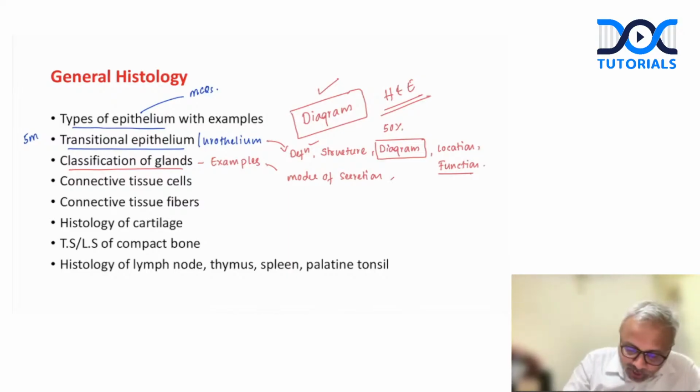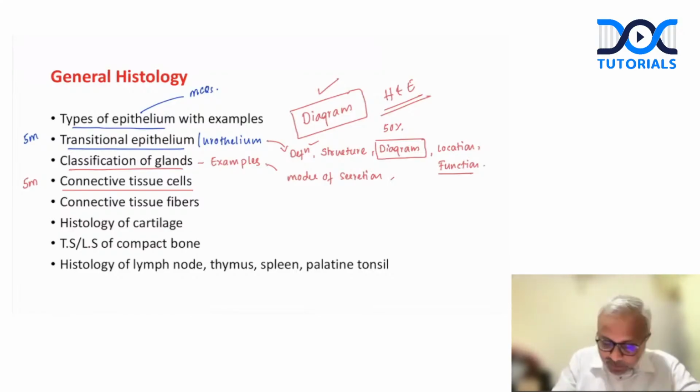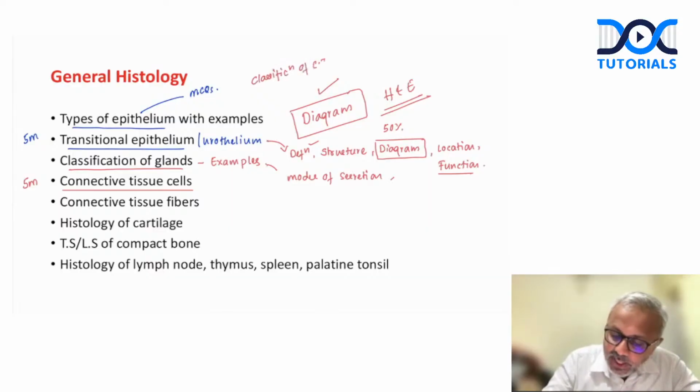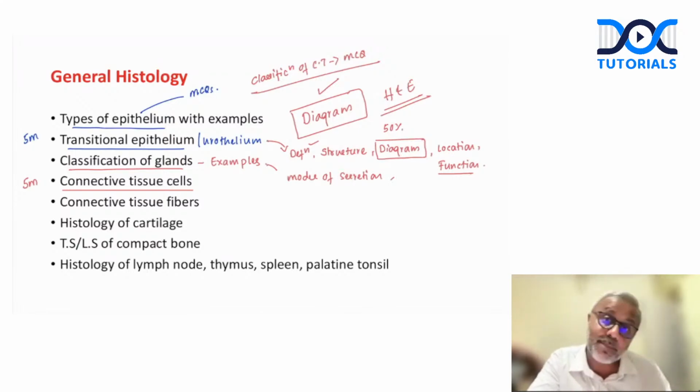Then the next important short essay, I would say, in general histology is the connective tissue cells. Classification of connective tissue is important too, but I would say this is for MCQ. What is the example for dense regular connective tissue? Dense irregular connective tissue? Loose connective tissue? Embryonic connective tissue? These are the sort of MCQs that you will get on classification of connective tissue.